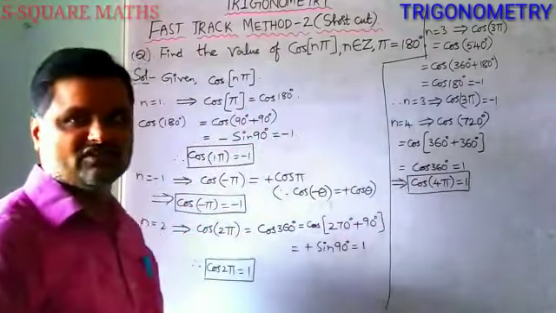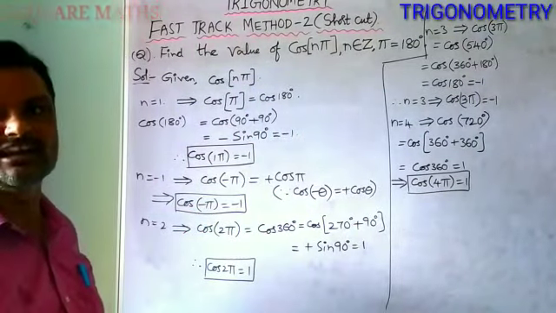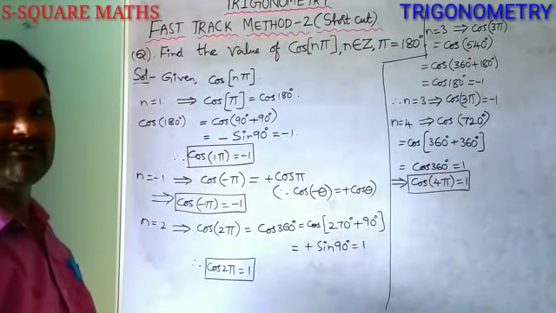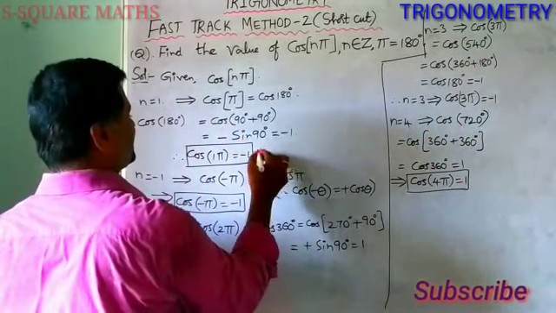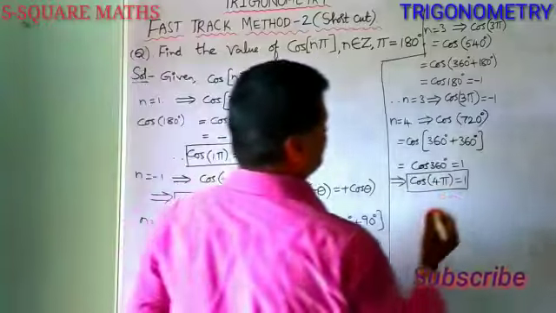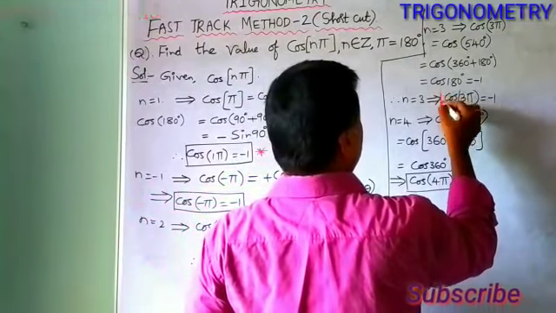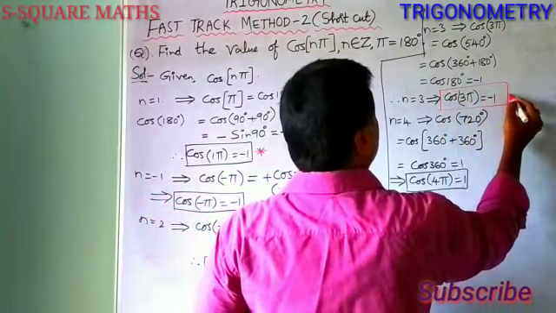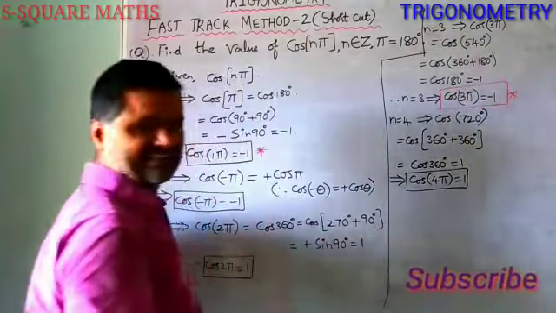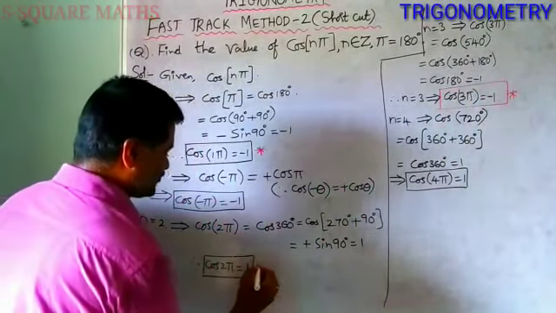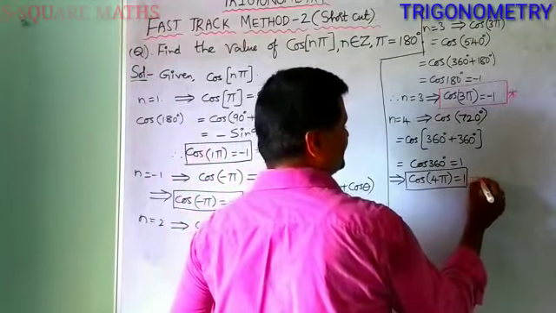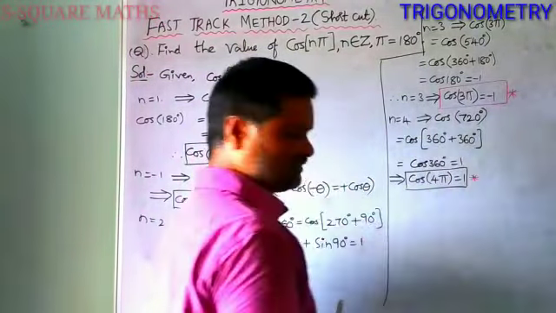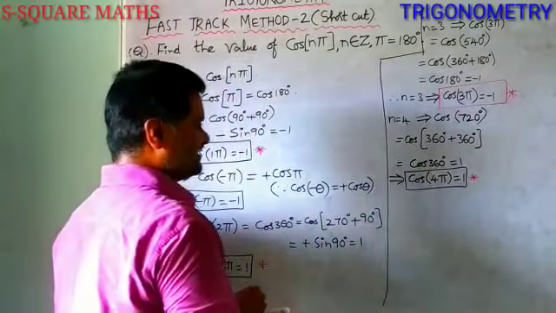So for n is equal to 1, 2, 3, 4 and n is equal to minus 1, we have picked up the values by calculating. For n is equal to 1, we got minus 1, and minus 1 we got for n is equal to 3 here. Next, for n is equal to 2, cos 2 pi is plus 1, and for n is equal to 4, cos 4 pi is again plus 1. So now we can generalize here.